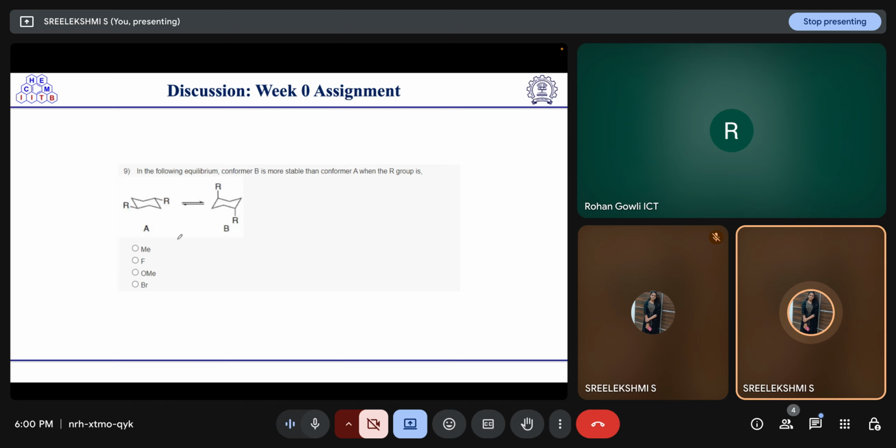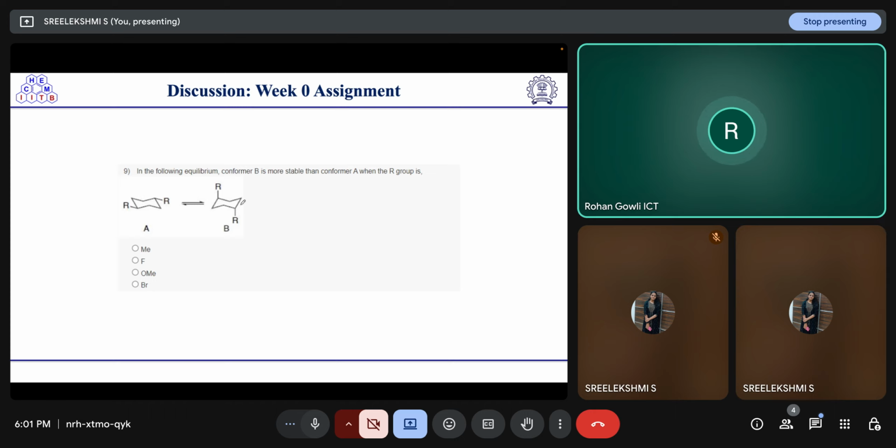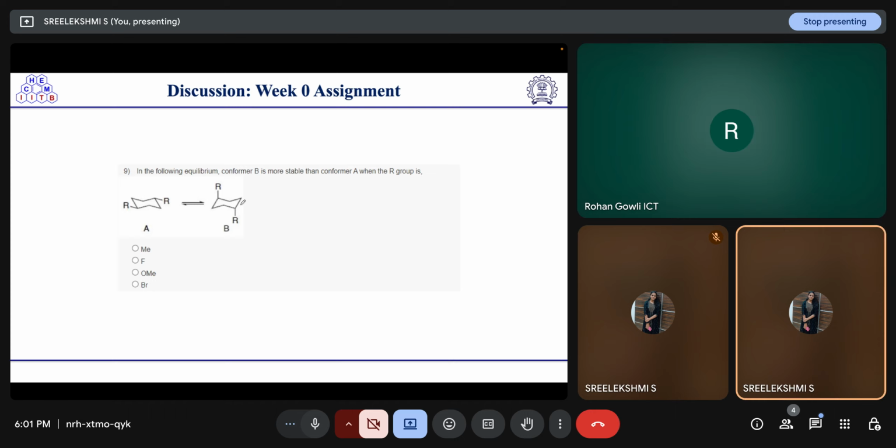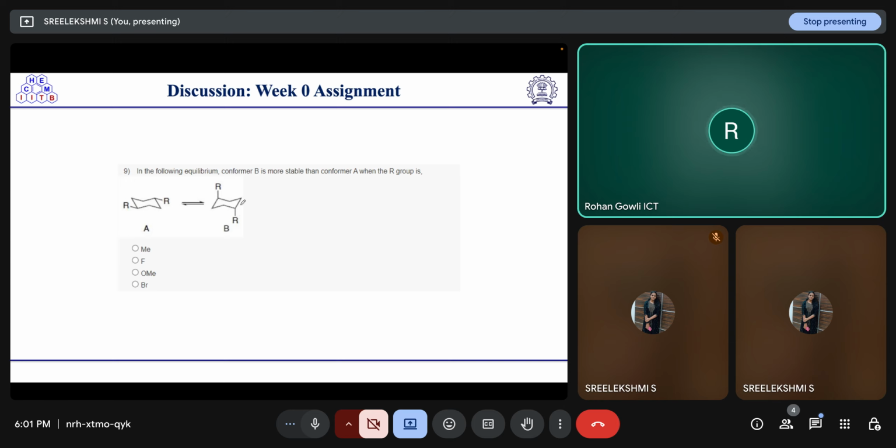So, in the following equilibrium, conformer B is more stable than conformer A when the R group is... So, here are four options: methyl, fluoride, OMe, bromide. So, when it is in this particular conformation, which out of these four substituents can give more stability? The B one, yes. Why? Because it's like away from the main group.